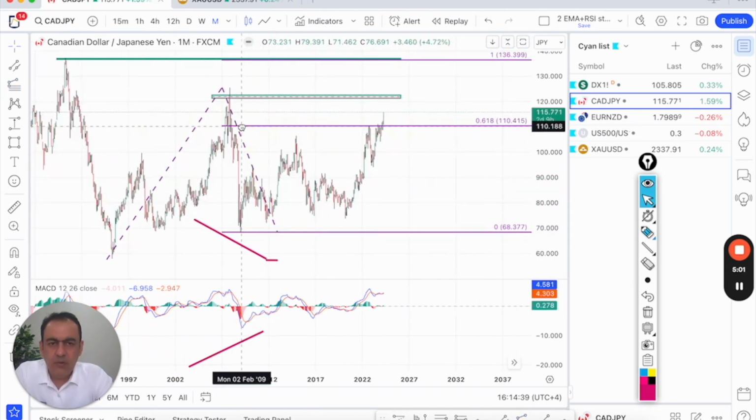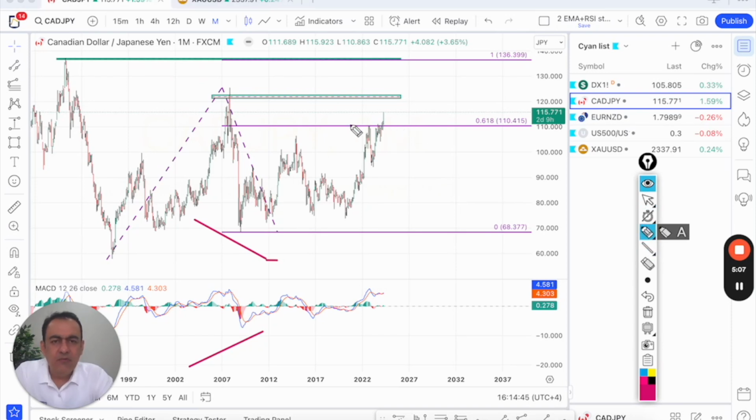Now if you notice, currently CADJPY is trading above the fib extension of 61.8 and the next extension target is 100%, which is at 136.399. It is a perfect confluence of two important levels: the fib extension resistance level in confluence with the horizontal resistance level coming at the same price.